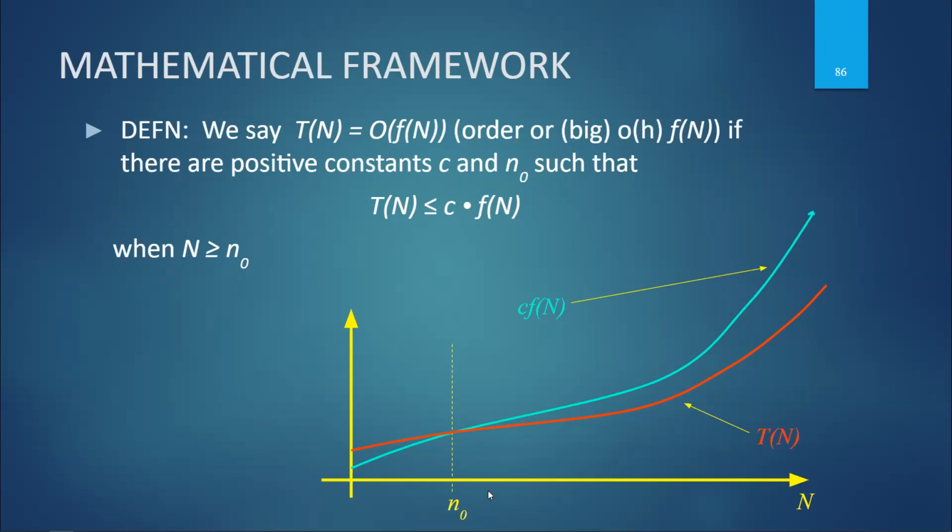Let's see this on the graph. This is T(n), which is the time complexity of our algorithm, and this is the upper bound. That means that for input sizes larger than n0, c·f(n) always dominates T(n). This axis is time, and the upper bound takes more time than T(n), as we can see.